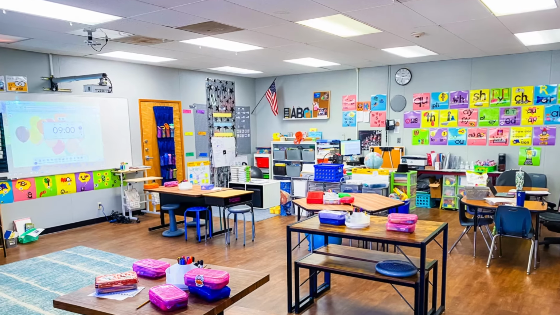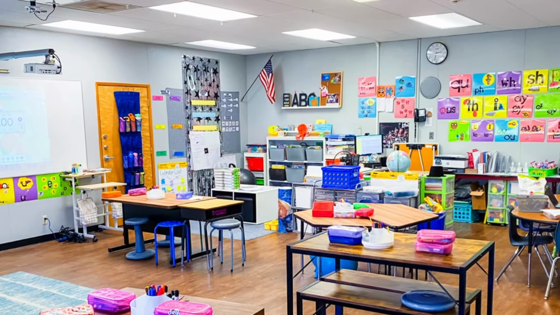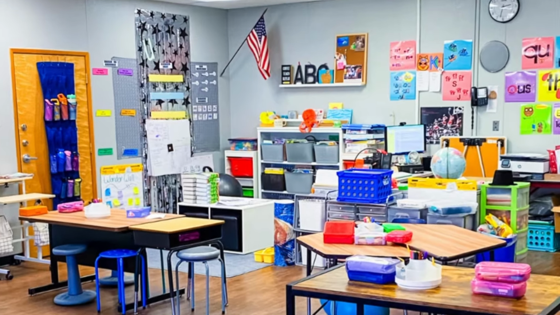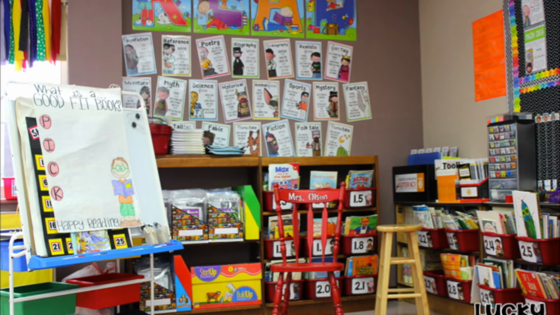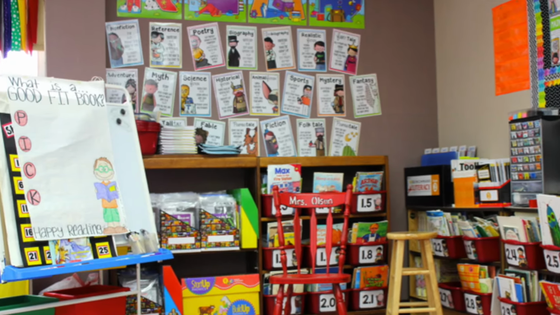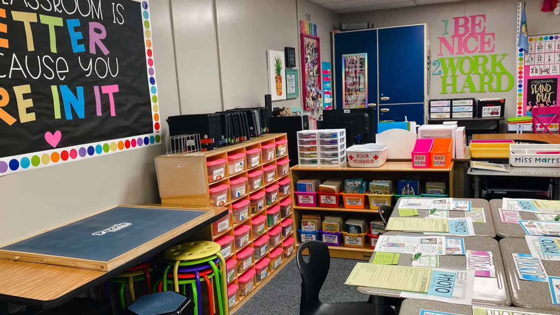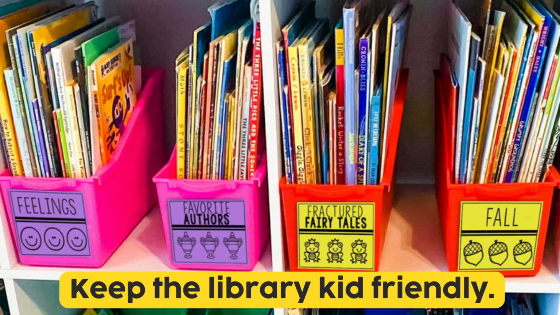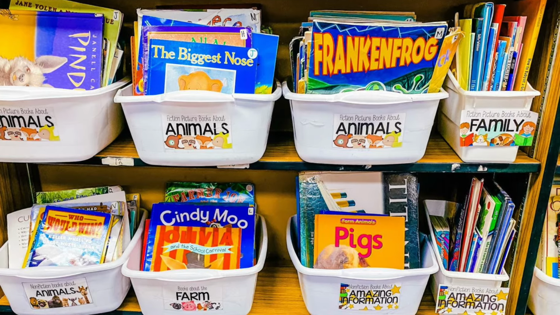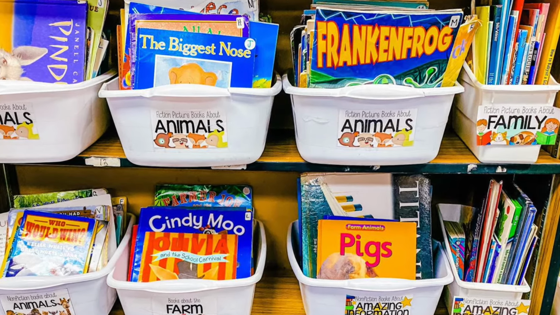Now let's move on to the classroom library. In this classroom, the library is tucked in the back corner. Just put it somewhere where it doesn't waste a ton of space. I usually have mine against the wall or in a corner. I kind of like how cornered shelves look. We're going to keep the library kid friendly, and what I mean by that is let's have labels they can easily read and put books back where they go.